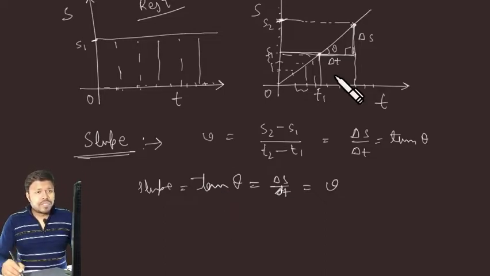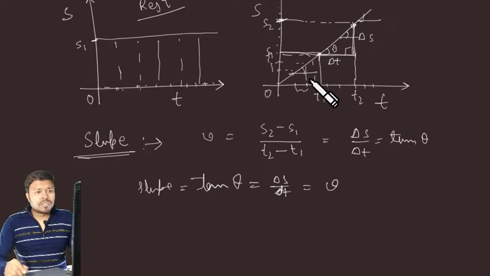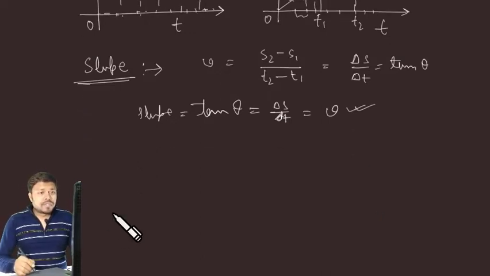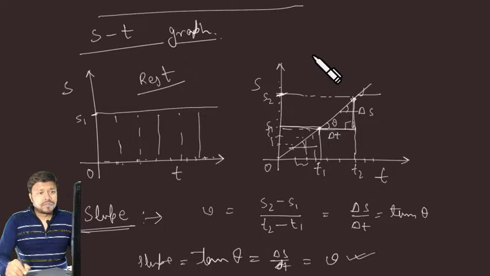So this is my uniform velocity. Here theta is always constant, here also the angle is constant, here also the angle is constant, at all positions the angle is constant. That means the velocity is constant. That means the body is at uniform velocity. Now let's find out, this is uniform velocity.